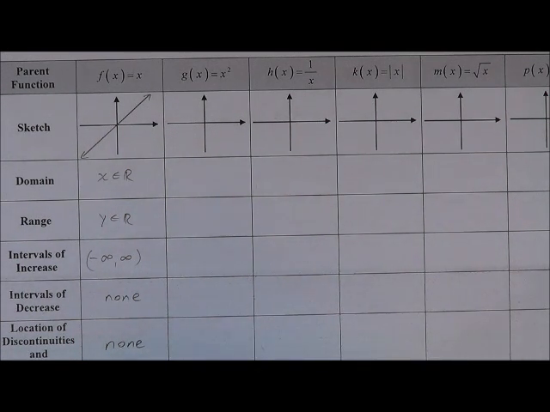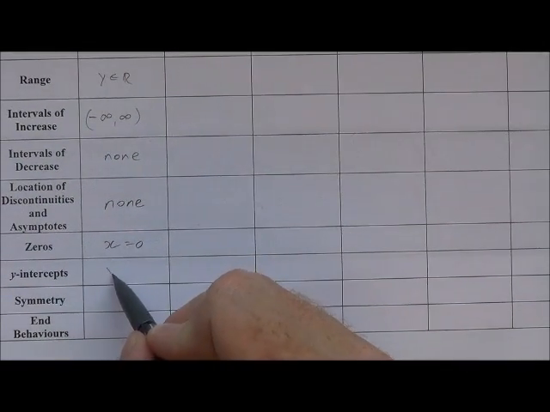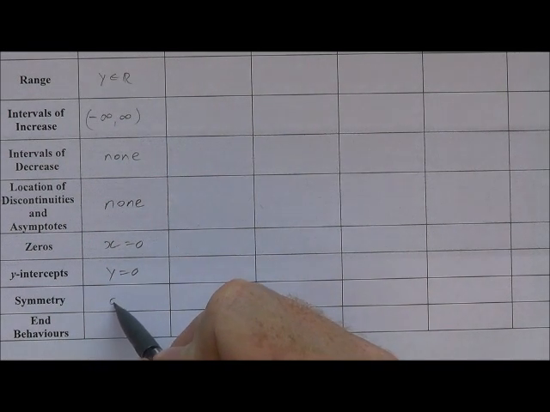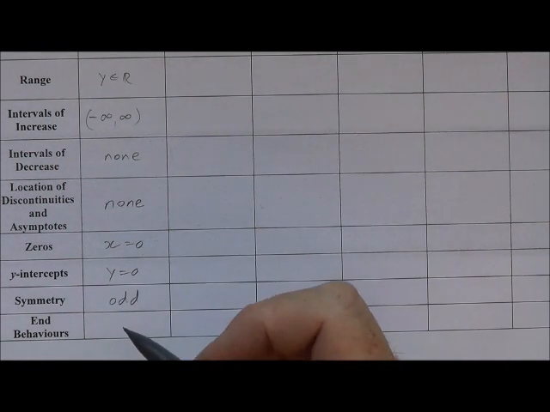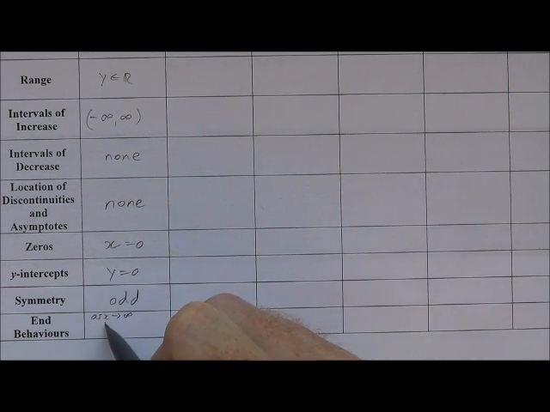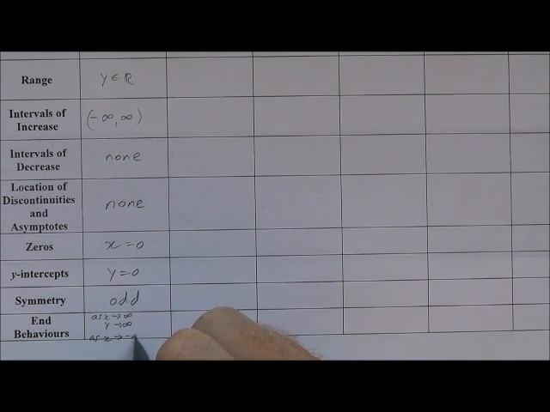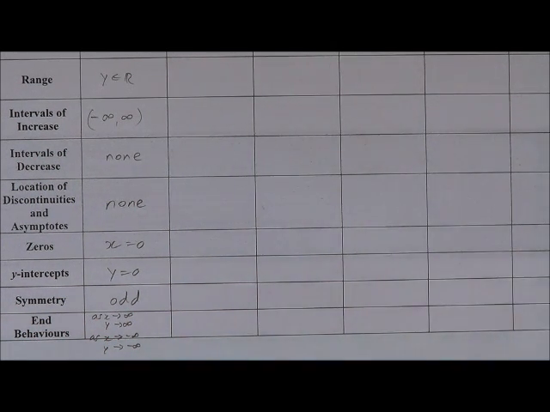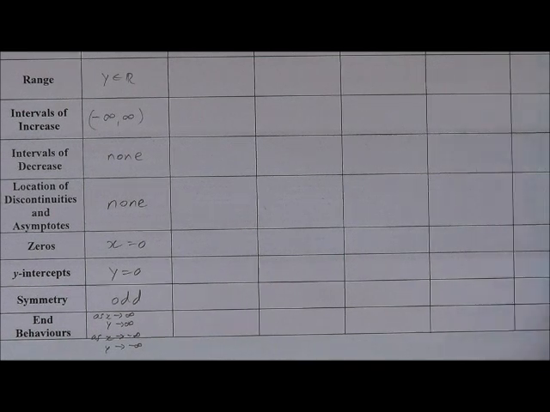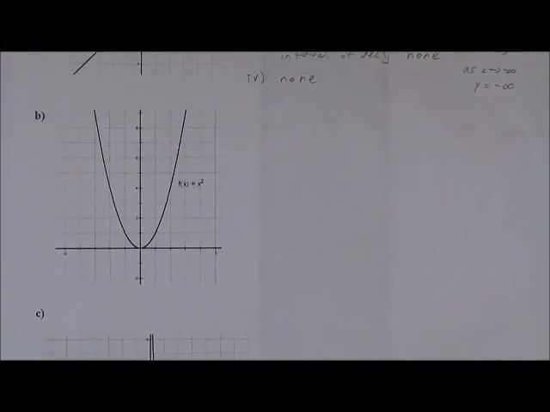Zeros, x equals 0, and y-intercepts, y equals 0. Symmetry is odd, as we just found, and then end behaviors: as x approaches infinity, y approaches infinity, and as x approaches negative infinity, y approaches negative infinity. Okay, so that's the first column of the table of properties. Then we'll go on to part B.